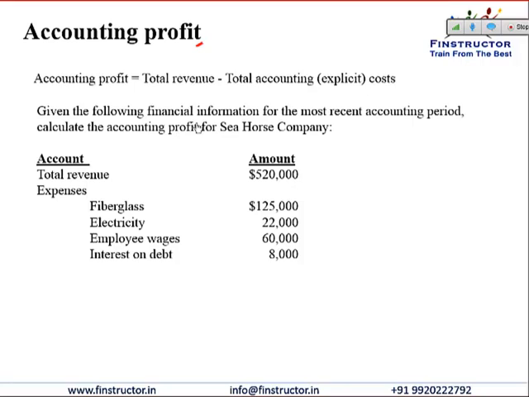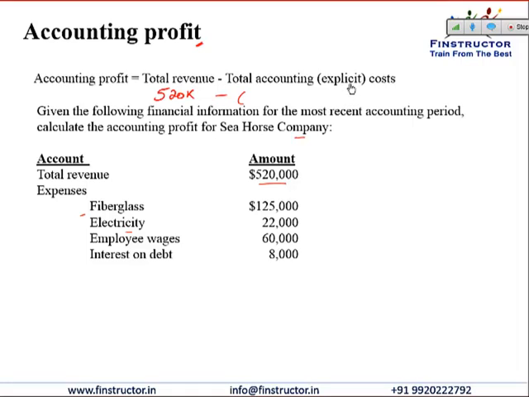Given the following financial information for the most recent accounting period, calculate the accounting profit for Seahorse Company. So total revenue is given to be $520,000. The cost of fiberglass is $125,000. Electricity costs $22,000. Employee and interest expenses are given. So the accounting profit is the total revenue, that is $520,000, minus the total accounting costs or the explicit costs.